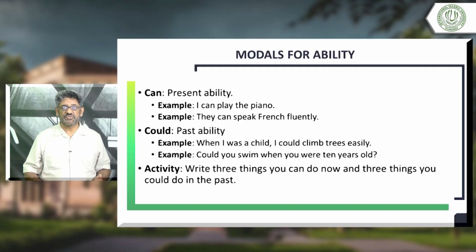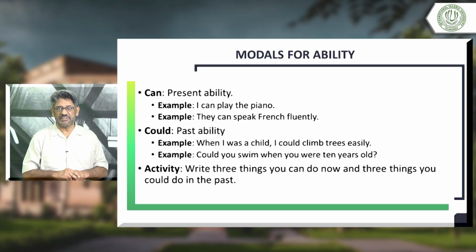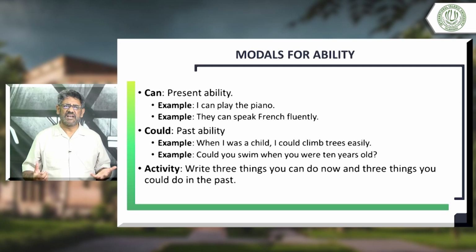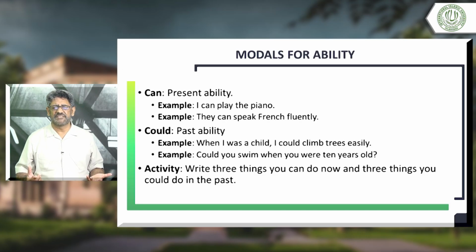Example, could you swim when you were 10 years old? I'm asking a question about your past ability. Could you swim when you were 10 years old? You see? Same, past. Yes, I could swim when I was 10. No, I couldn't. This would be the answer. Yes, I could swim. No, I couldn't. That would be the answer.